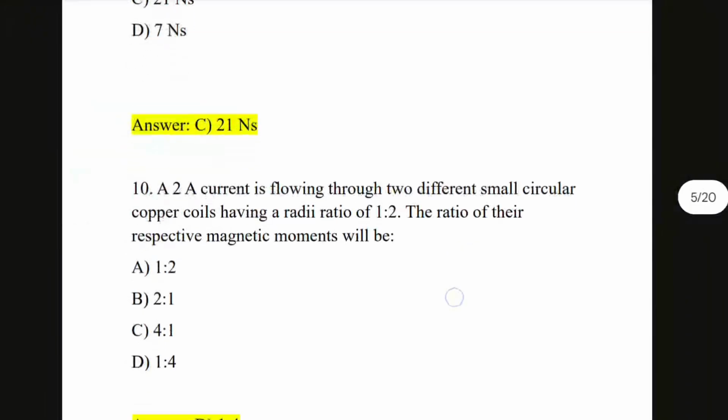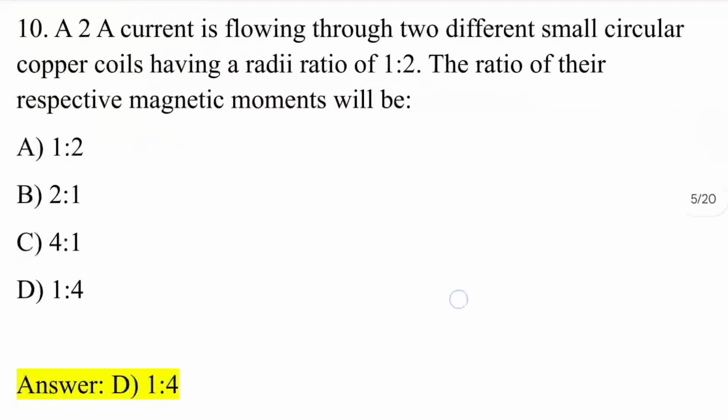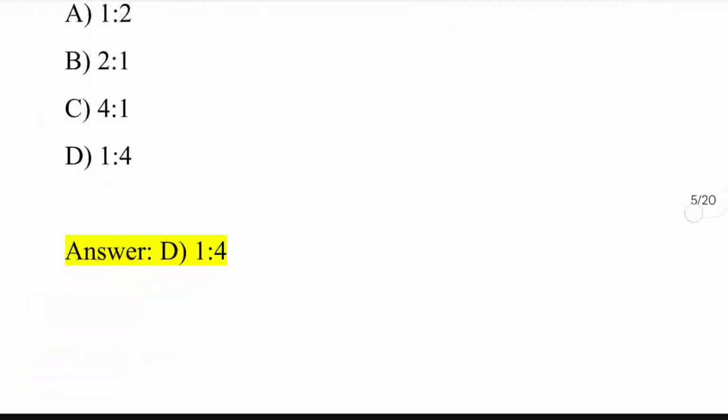Next, 10th question. Equal current is flowing through two different small circular copper coils having a radius ratio of 1:2. The ratio of their respective magnetic moments will be: option A 1:2, option B 2:1, option C 4:1, option D 1:4. The correct answer is option D 1:4.